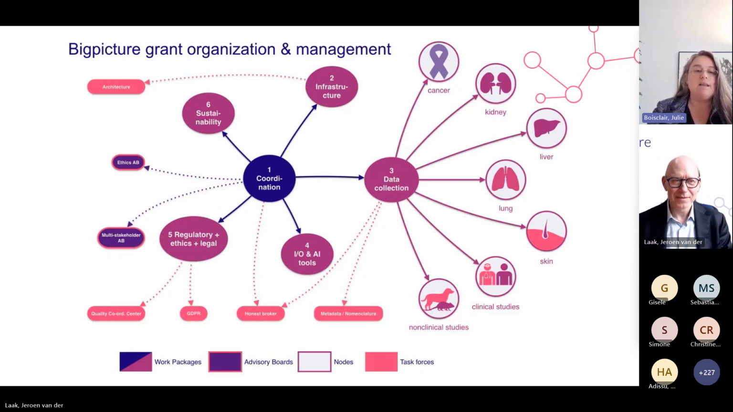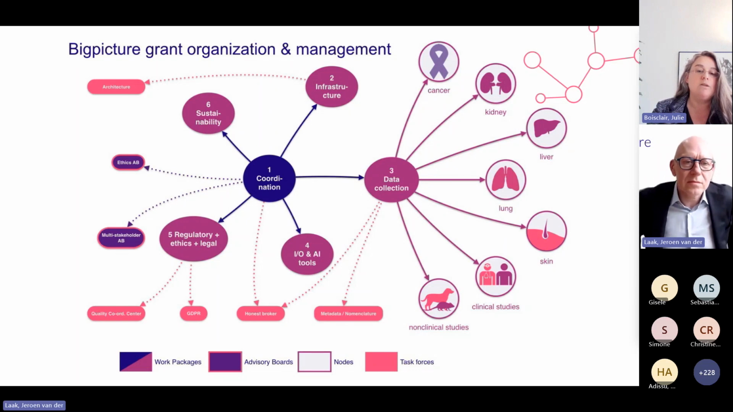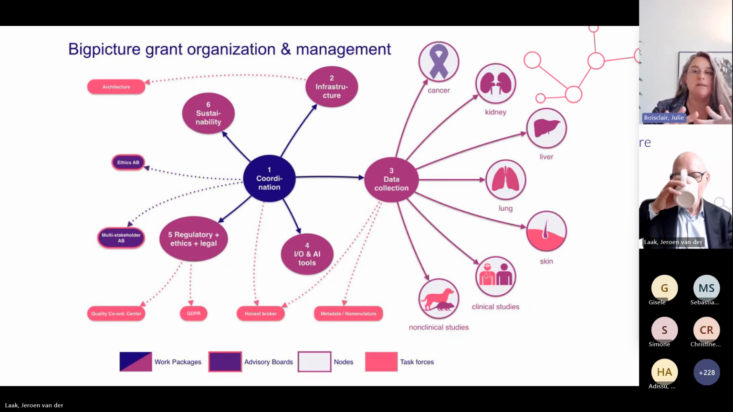So the coordination is done by us, Work Package 1, but we also have a managing board, and we are interacting as well with external groups like a NITIC advisory board and also a multi-stakeholder advisory board. So there is an external eye also on what we are doing. And you see the different work packages that I've mentioned before. So we have also in pink those task forces. One is taking care of the architecture, so everything is connected nicely, because there are a lot of moving parts in such a complex group.